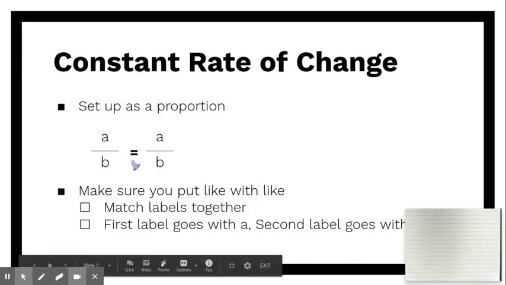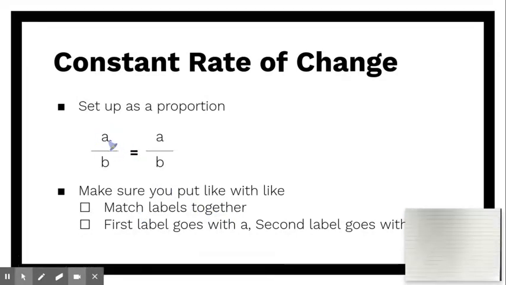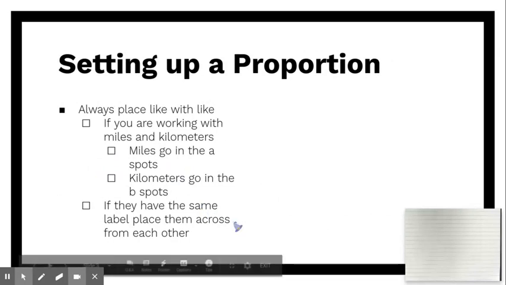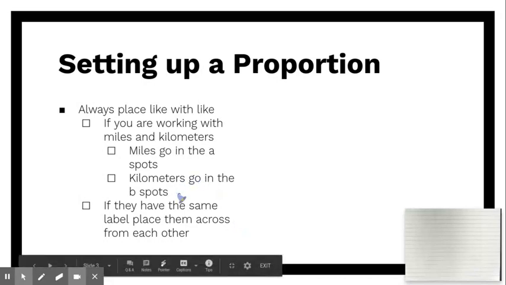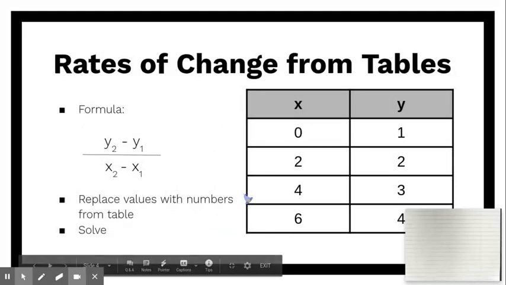So if I have kilometers and miles, I want to put miles both in A and I want to put both the kilometers in B. Okay. To set up the proportion, you always place like with like. If you're working with miles and kilometers, miles go in the A spots, kilometers go in the B spots. Look at that. If they have the same label, place them across from each other.